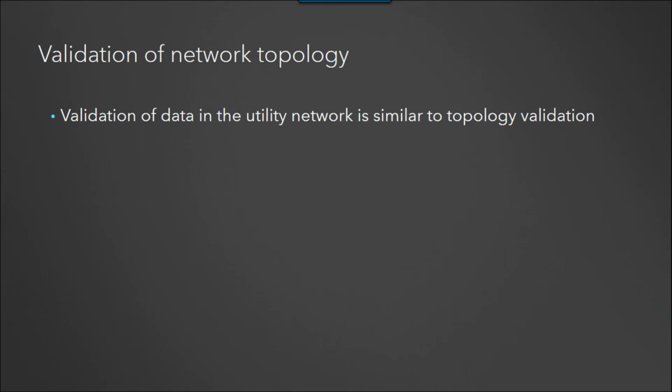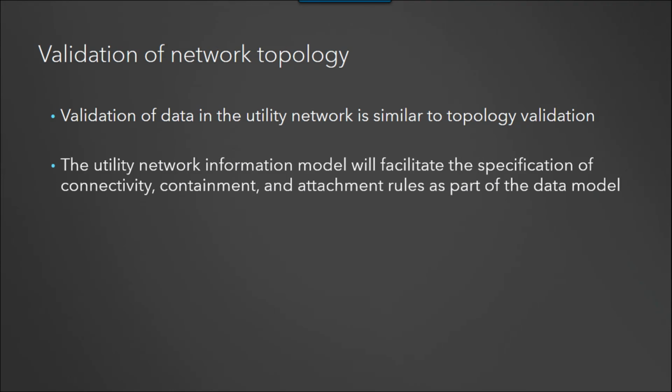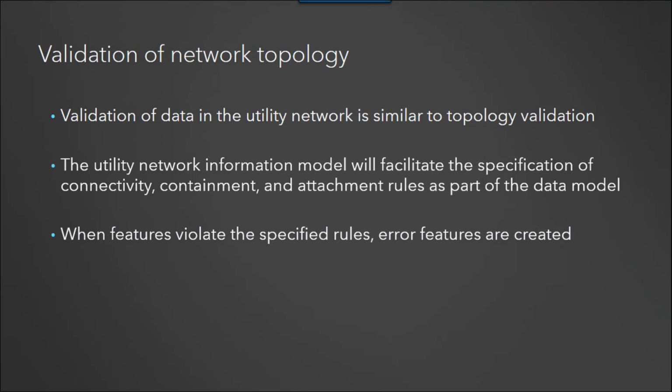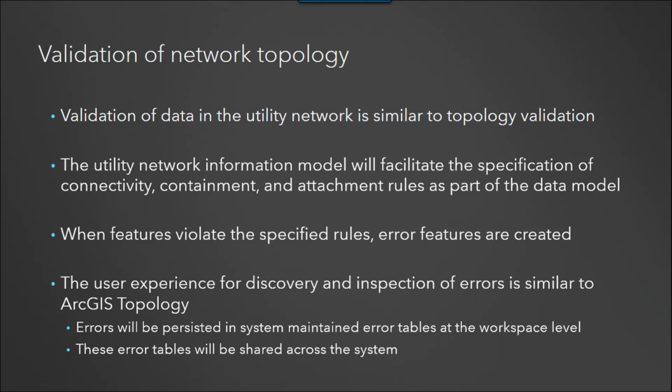That sounds great, Tom. Okay, validating the network topology. It's very similar to the topological validation. What we're basically doing is consuming the network model, all the metadata, looking at all the various different rules and all the features that have changed in the dirty areas, and we're rebuilding the underlying network topology just in those particular areas. If there are features that do violate the rules that you have configured with your particular utility network, error features will be created, much like ArcGIS topology. And then the discovery and inspection of errors and the correction process is, again, very much like ArcGIS topology, okay? These things will be persisted. You can then go back and correct the problems.